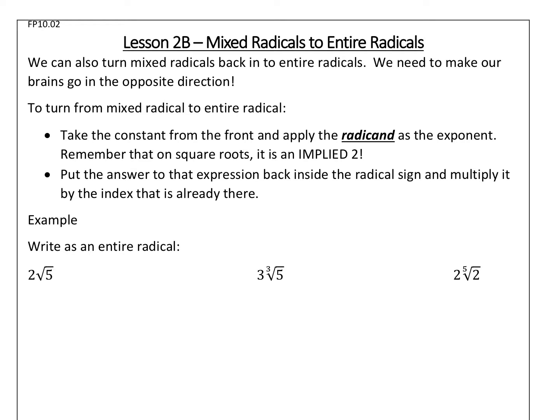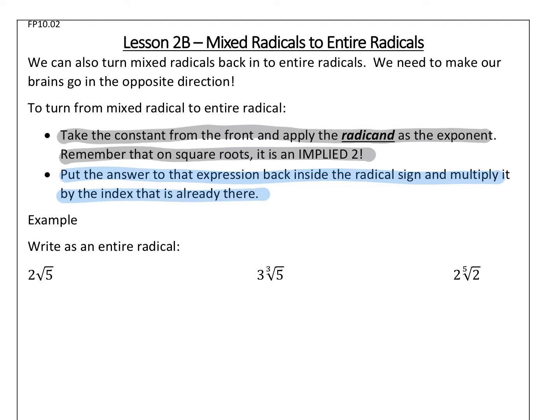So our steps are: you're going to take the constant from the front and apply the radicand as the exponent. Remember, that's the little number. Remember that on roots it's an implied 2. And then you're going to put the answer back inside and multiply it.